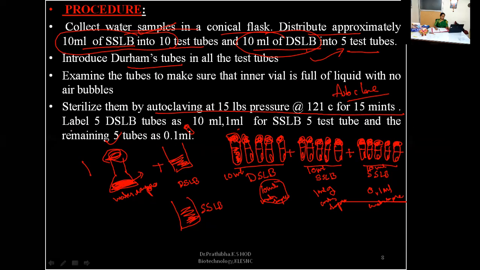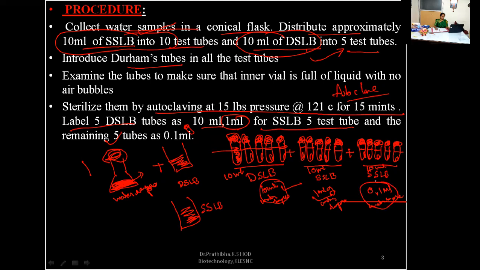I told you to label all the 5 DSLB. So these are the 5 DSLB. All the 5 DSLB tubes you need to label as 10 ml water sample. And for the SSLB 5 test tubes, you need to label that as 1 ml. So we have written 1 ml. Then the rest other 5 we need to label as 0.1 ml of water sample.